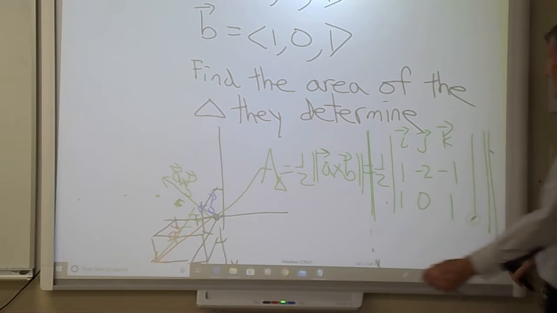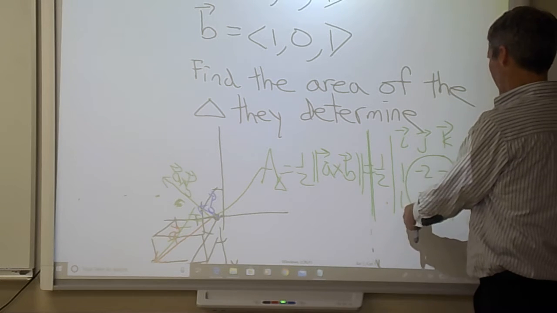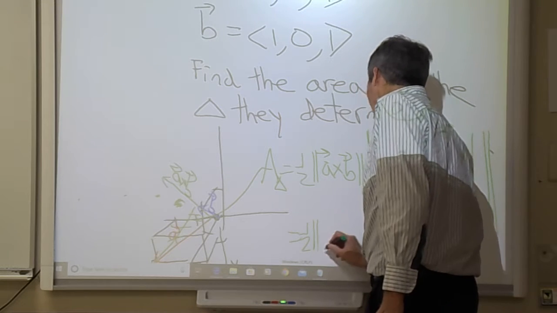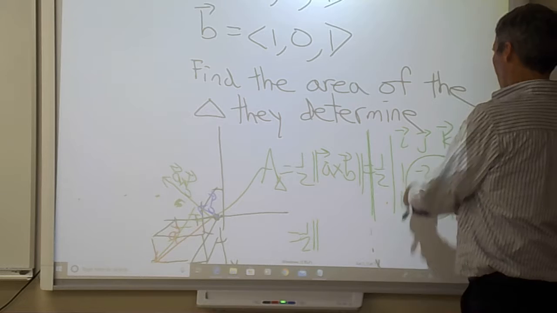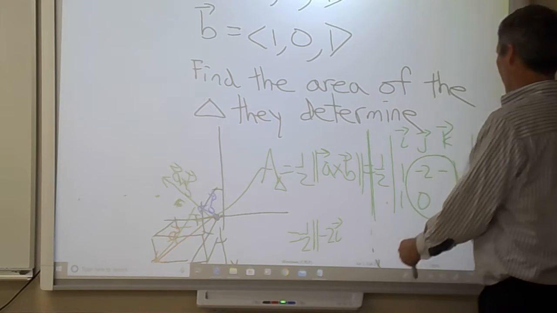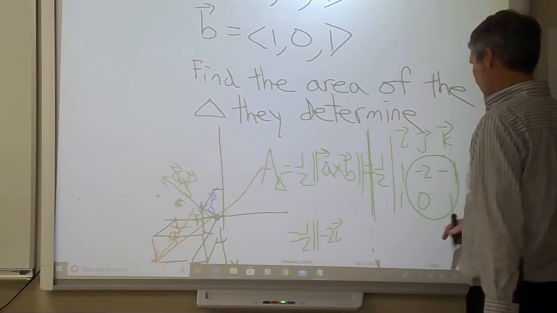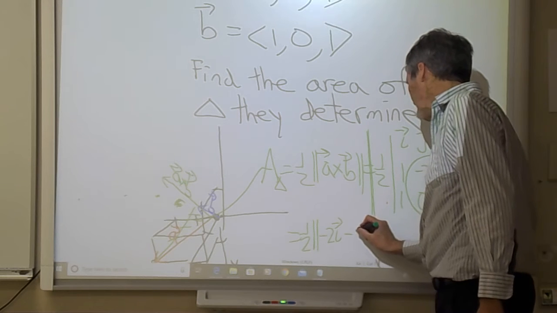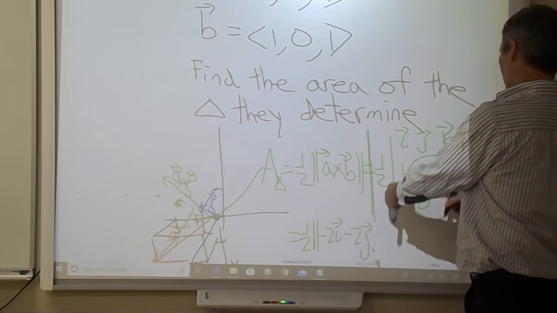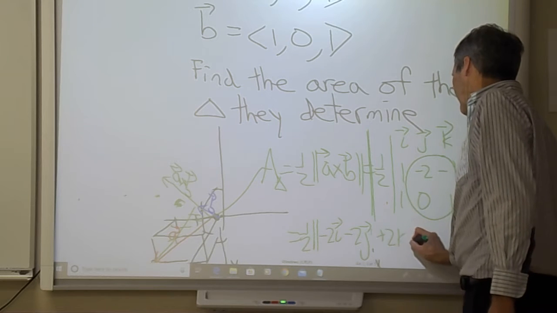Well, you compute this cross product by saying, well, I multiplies minus 2 minus 0, so it's 1/2 the length of minus 2I. And then minus j multiplies 1 minus minus 1, which is 2. So we get minus j times 2. And then k multiplies 0 minus minus 2, which is 2. So we get plus 2k.